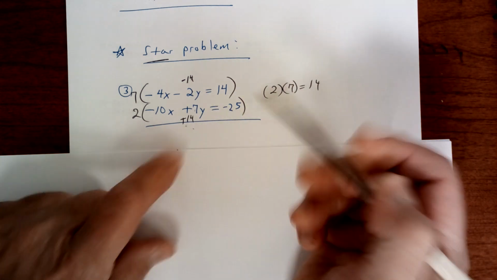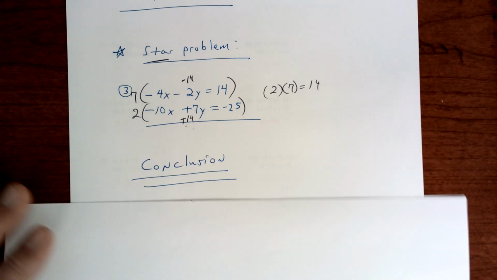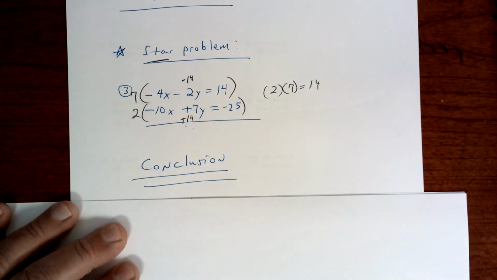So what I'm trying to tell you is, if nothing cancels out, you got to make something cancel out. And that's the way you do that. Okay? So you got to look at it and see what's going to work. In conclusion, for today, we did the elimination method. All right? And that's pretty much it.